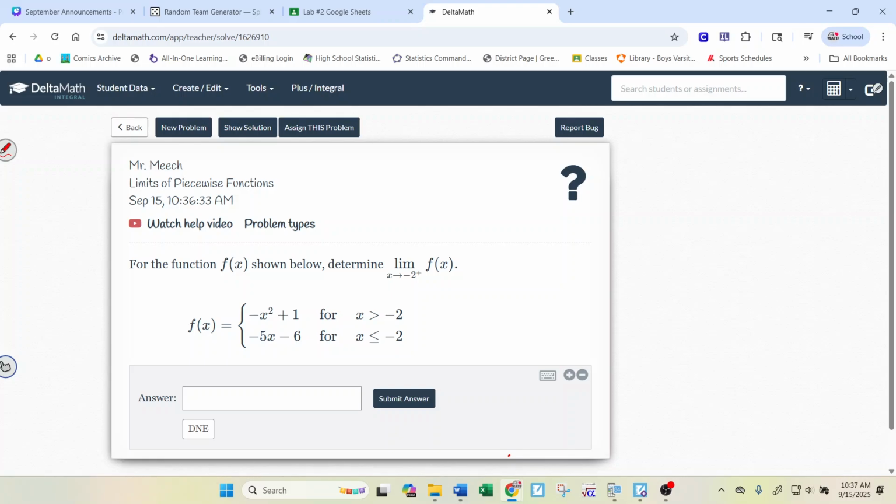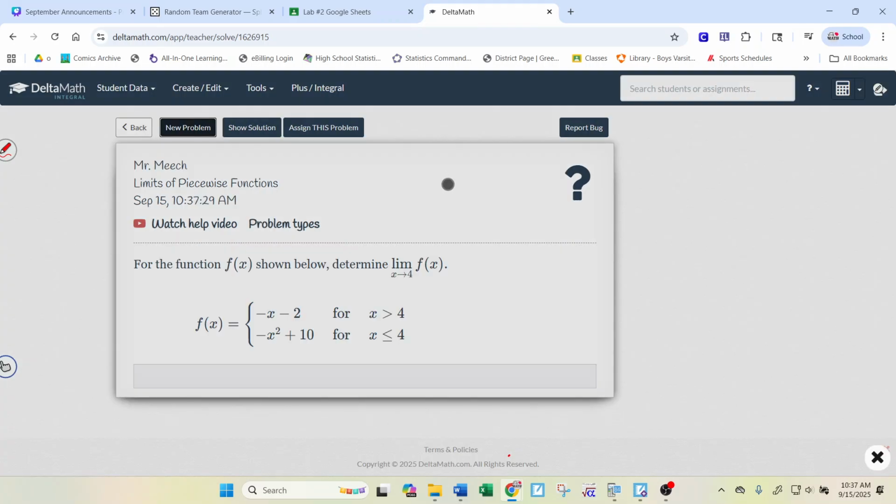So you just put -2 into the top, and what do you get? -2 squared is 4 minus 1, you get -3, right? So the limit from the right would be -3 because you figure out which part you're using. Let's try another one.